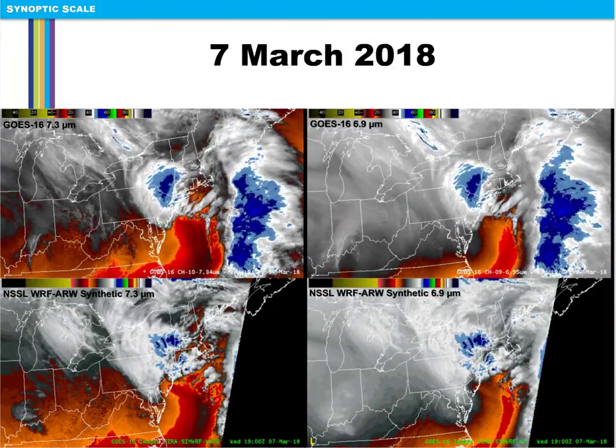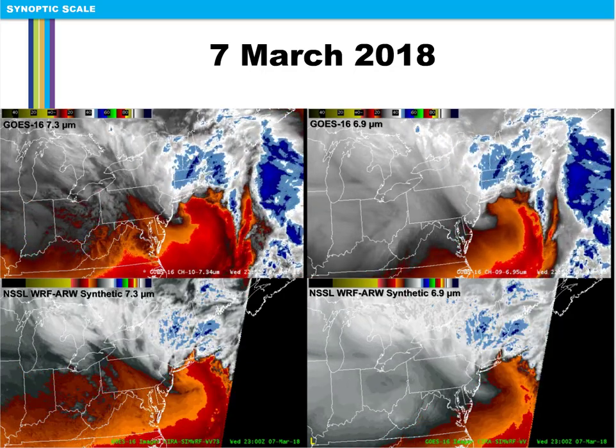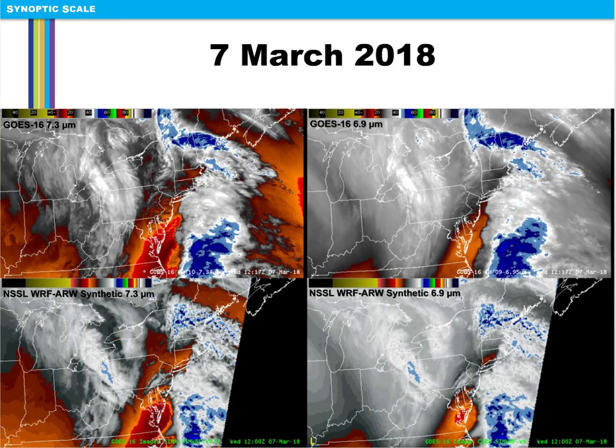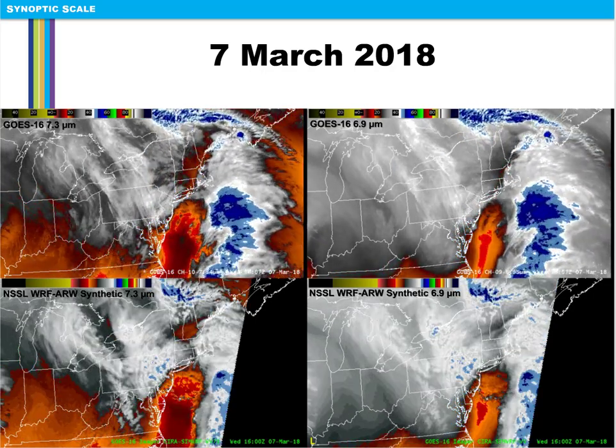This loop covers a nor'easter event on 7 March 2018. We're looking at two of the three GOES water vapor bands with GOES imagery on the top row and the corresponding bands of synthetic imagery from the NSSL WRF on the bottom row.